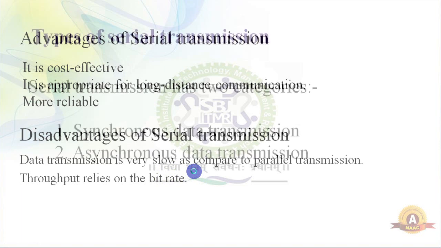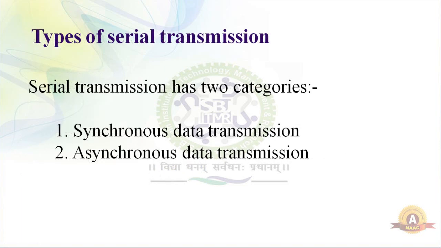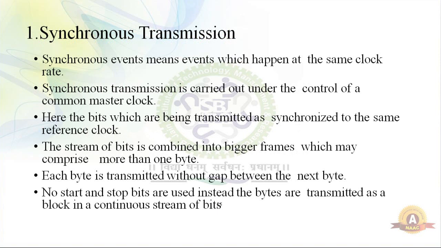After that we discuss the serial transmission. We already know that serial transmission has two types. First one is the synchronous data transmission and another one is the asynchronous data transmission. So first of all we discuss the synchronous data transmission. So what is the synchronous data transmission? इसमें हम लोग देखेंगे. Synchronous event means events which happen at the same clock rate.